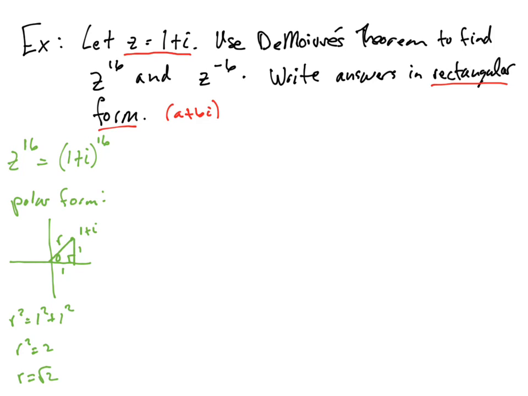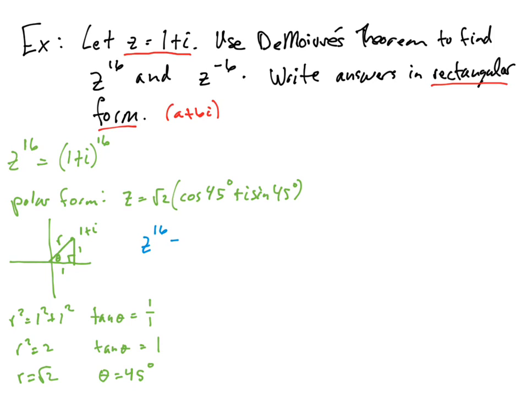Then for theta, we want tangent of theta equal to 1 over 1. What angle has a tangent value of 1? That's 45 degrees, so theta is equal to 45 degrees. So we have the r value and theta. This complex number in polar form is square root of 2 times cosine 45 degrees plus i sine 45 degrees. Now we want to raise that to the 16th power.